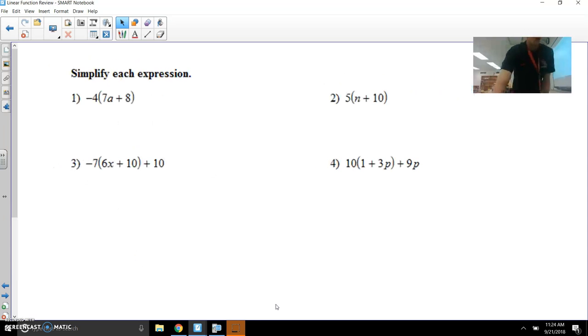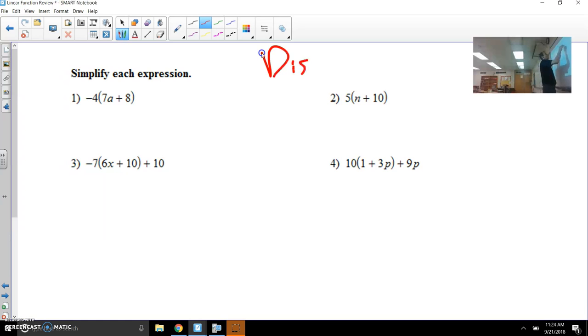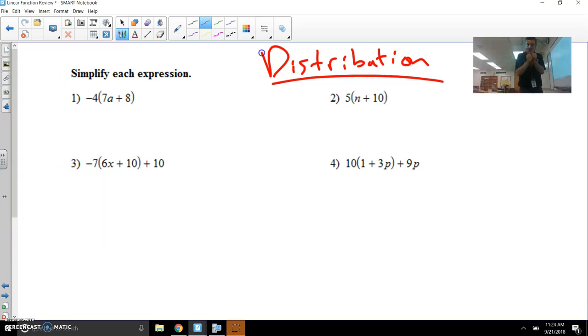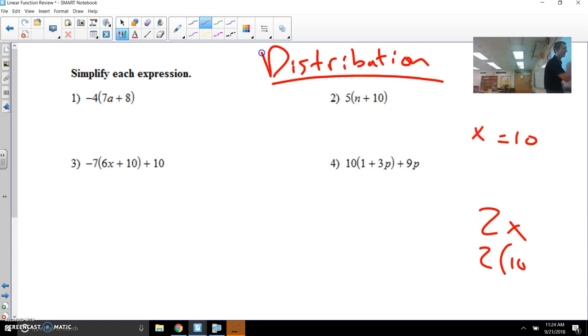So here we go. Starting with the very first skill, everyone needs to be able to understand how to distribute. It's called distribution. This is a form of multiplication. Whenever you see two things up against each other, for example, like 2x, that means 2 multiplied against whatever x is. So if x is the number 10, this is really 2 times 10, 20. So that's what we're seeing here.